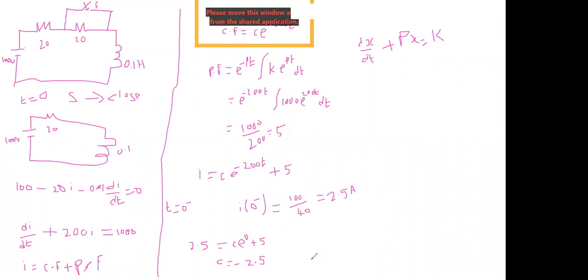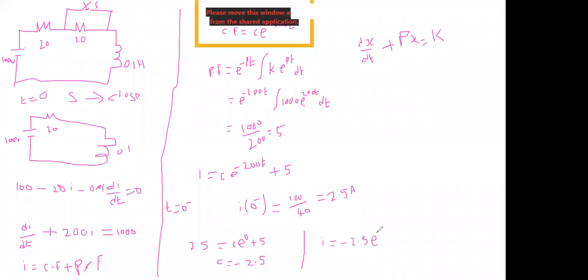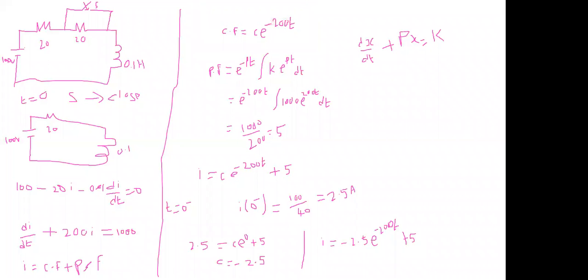After calculating c, I have to substitute it here. Then i equal to minus 2.5 e power minus 200t plus 5. This is the solution of the current equation for the given circuit.